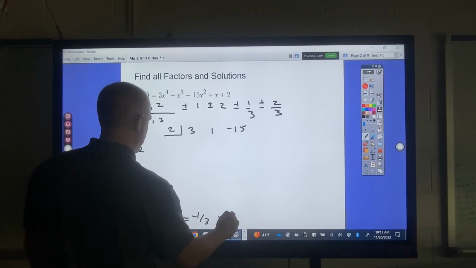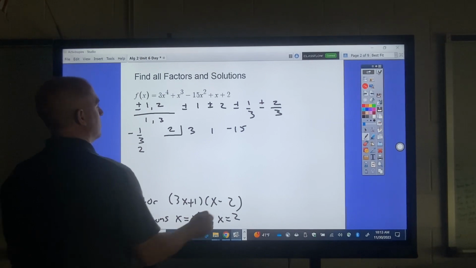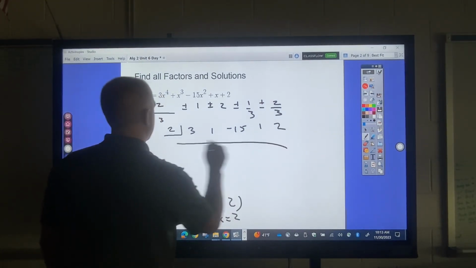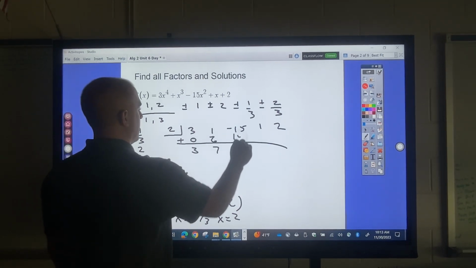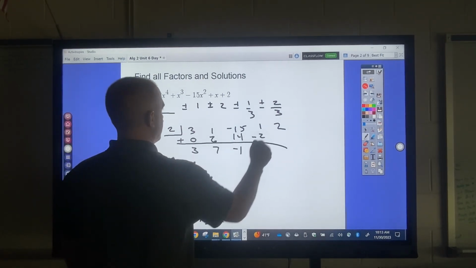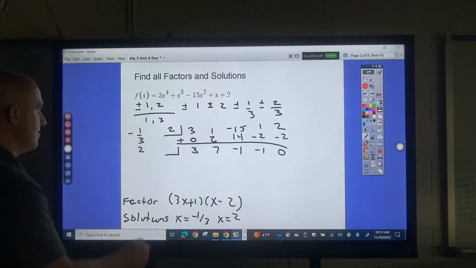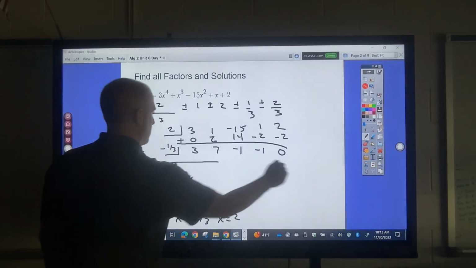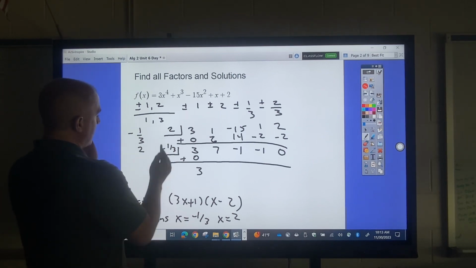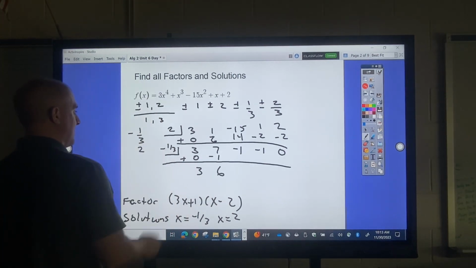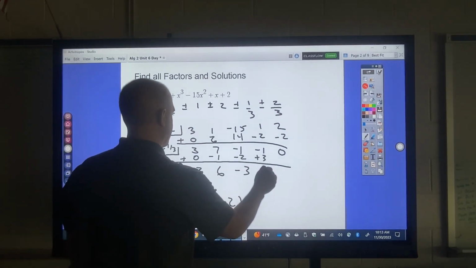I know 2 is a solution. As a factor, this would be 3x plus 1, and this would be x minus 2. So it would be 3, 6, 7, 14, -1, -2, -1, -2, 0. And then I would do this again for -1/3. It would be 3 times -1/3, which would be -1. That would be 6. 6 times that would be -2. It's going to be -3. That would be +3. Be 0.